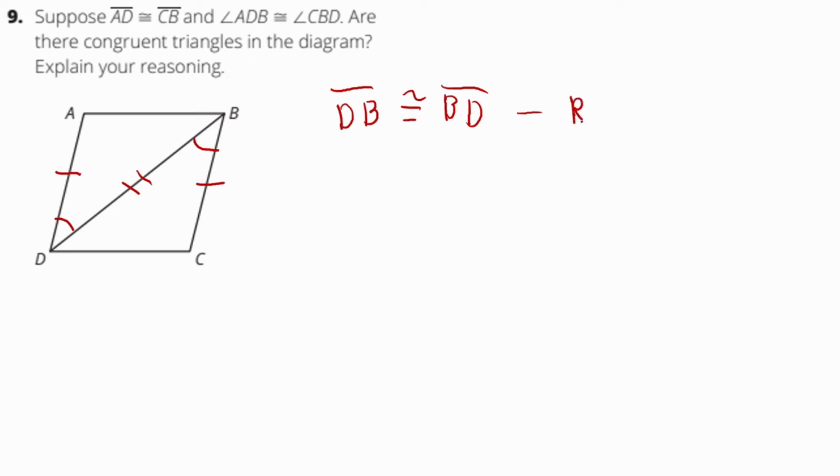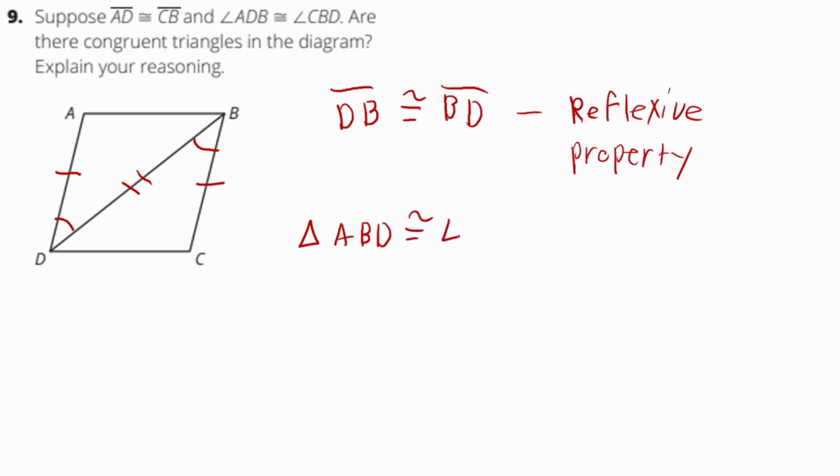That is called our reflexive property. Awesome. That's our reflexive property. Which then means that triangle ABD is congruent to triangle CBD. Why? Because of side angle side. There's your answer.